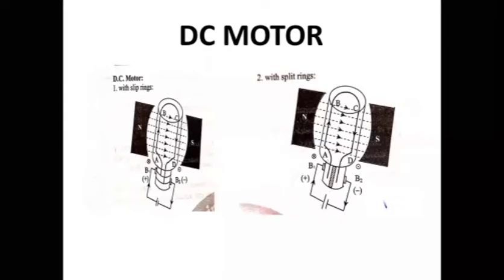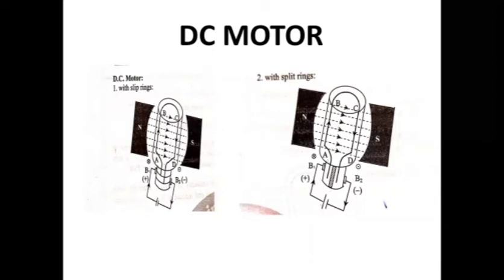Now coming to a DC motor, from the figure we can see two different diagrams, one with the slip ring and one with the split ring. So you know, if it is only a slip ring, it will be AC, and with the split ring it is DC. From the first figure with the slip ring, the current direction is from A to B and from C to D. Therefore, the electromagnetic torque, that is, for a motor the output is torque, is in anti-clockwise direction.